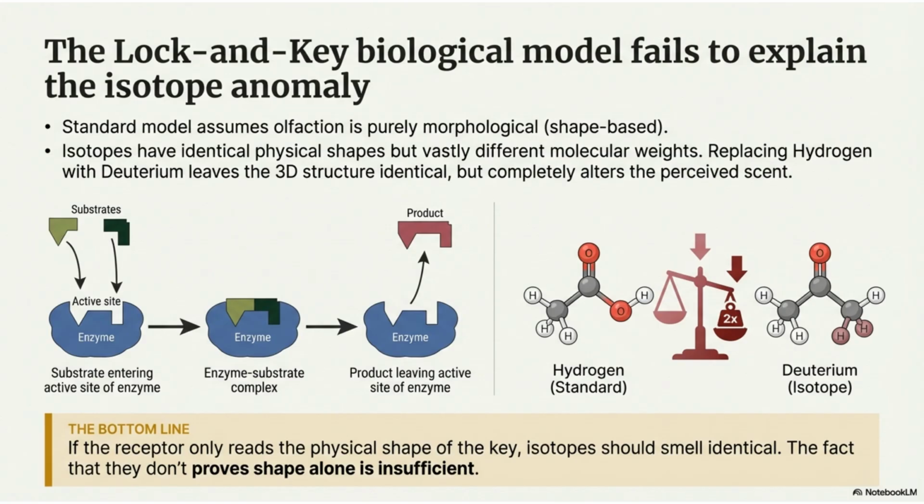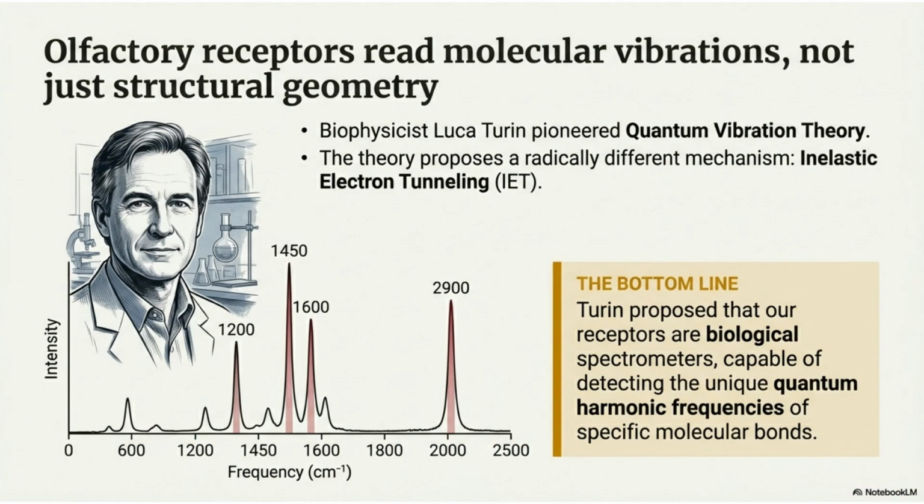The lock and key model fails to explain the isotope anomaly. Standard models assume olfaction is purely shape-based. However, isotopes have identical shapes but vastly different weights. This proves that shape alone is insufficient for sensing smell. Olfactory receptors read molecular vibrations, not just structural geometry.